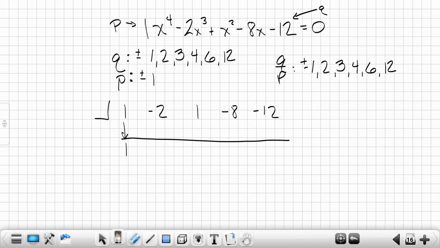1/2? That's not one of my options. -1 or 1? Which one do you want? 1. So we don't write this down, people absent yesterday. We go 1. 1 times 1 is 1. -2 plus 1 is -1. 1 times -1 is -1. 1 plus -1 is 0. 1 times 0 is 0. -8 plus 0 is -8. That's not going to get me there.